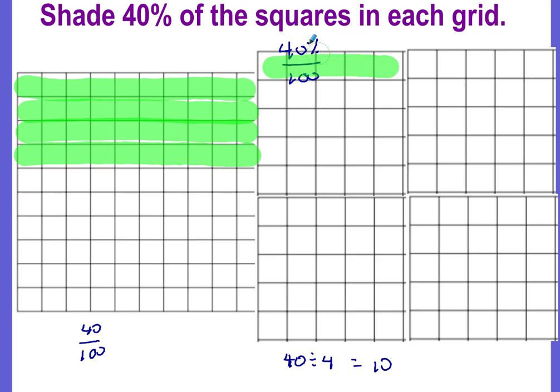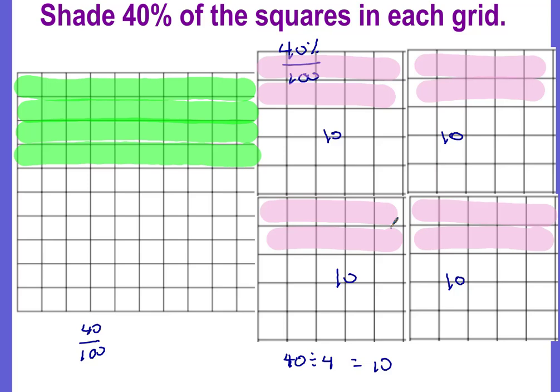So there's 5. I should actually use a different color. So there's 5, 10 shaded in the first grid, 5, 10 shaded in the second grid, 5, 10 in the third grid, 5, and 10 in the fourth grid. So if I count everything up, I have 100 total squares. And how many total shaded do I have? I have 10 here, plus 10, plus 10, plus 10 is 40. So I have 40 out of my 100, which is the 40%.